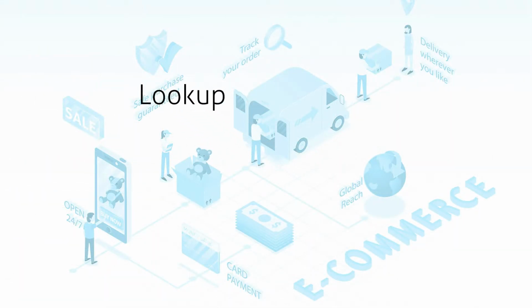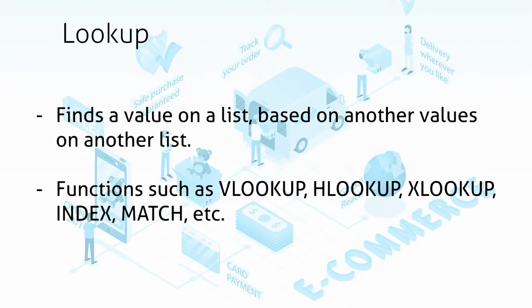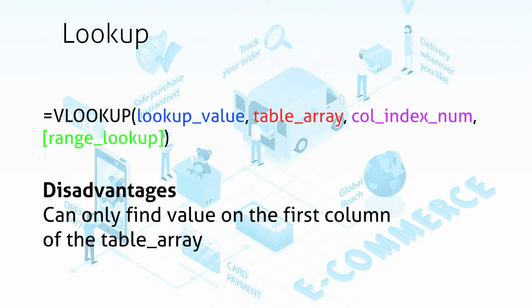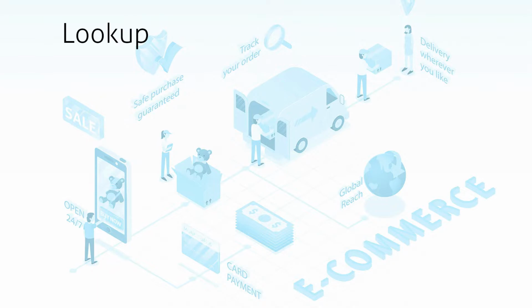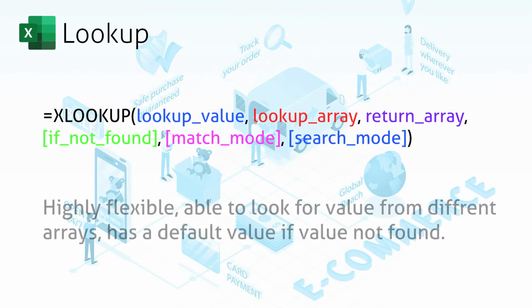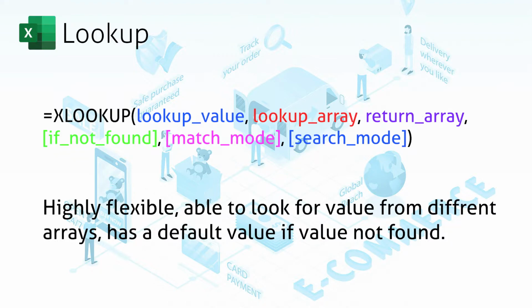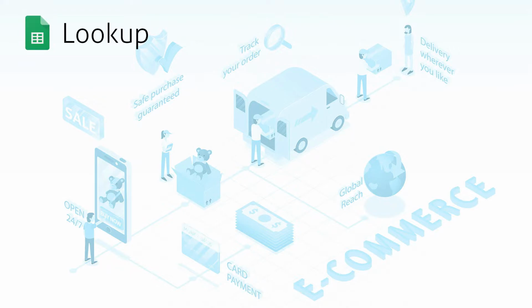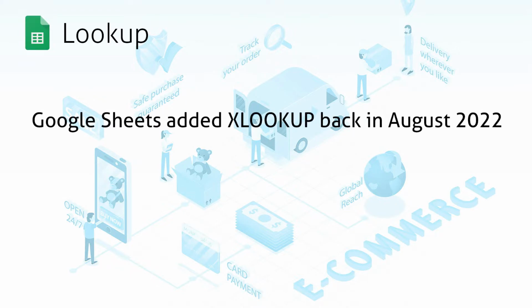Functions in the category of lookup are also one of the fundamental features of spreadsheet software. I'm sure you know VLOOKUP, no matter if you use Sheets or Excel. But the problem with VLOOKUP is that it can only find the values in the first column of a single referencing range. To overcome this issue, Excel introduced XLOOKUP. It is a highly flexible function, as the users can define different referencing ranges for the lookup value and return value. It can also return a default value if the lookup value isn't found. Google Sheets added the XLOOKUP function back in August 2022.